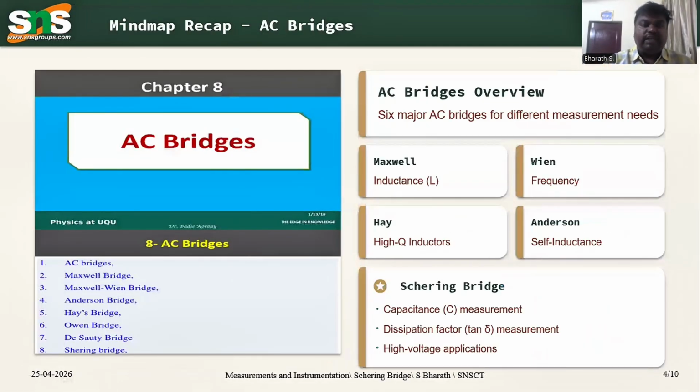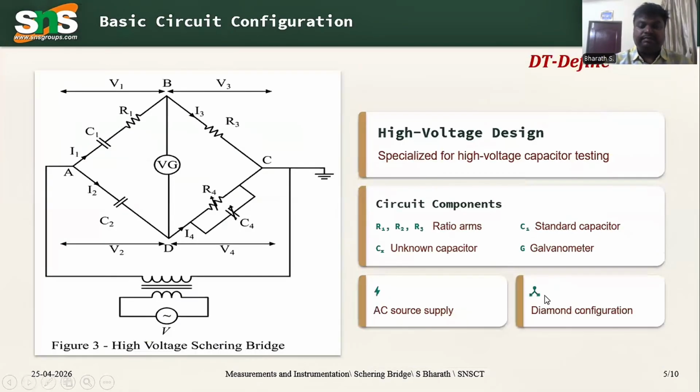Various classifications of bridges we have already seen. AC bridges have a maximum of 6 types. We have already understood Maxwell's bridge and Anderson's bridge, which are used for inductance measurement. Now we are going to look deeply into the Schering bridge, which is used for capacitance measurement, dissipation factor, and high voltage applications.